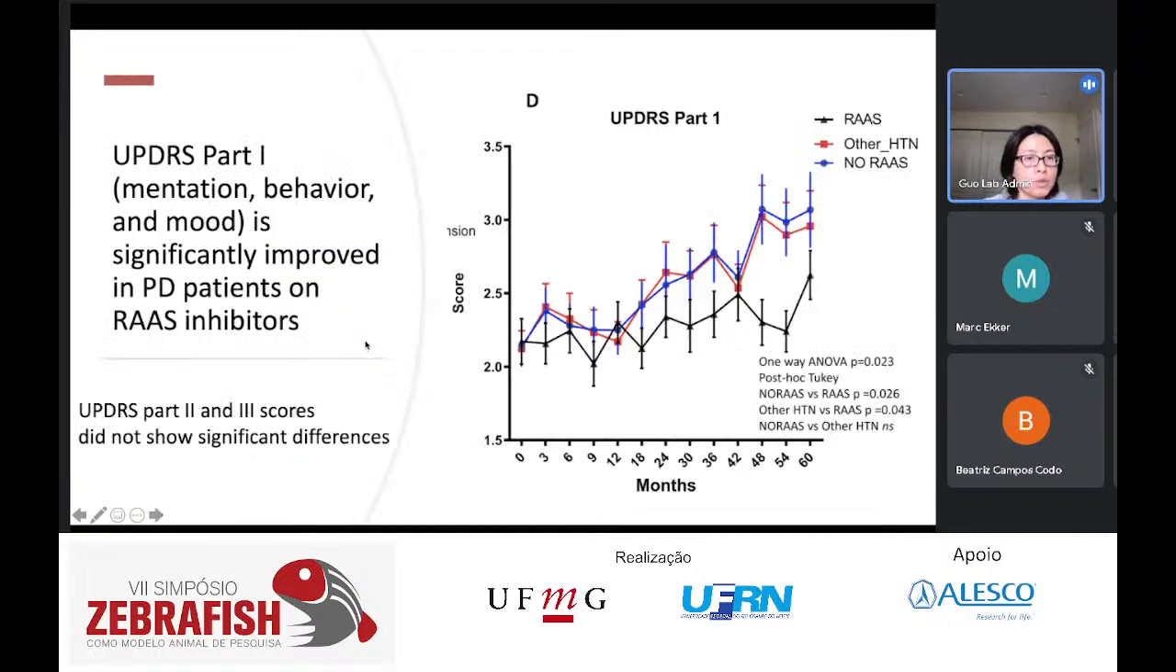So we also looked at UPDRS scores. These are just standard scores that neurologists use to quantify disease progression. We observed that the UPDRS Part 1 score, which measures mentation, behavior, as well as mood, is significantly improved in PD patients on RAS inhibitors. However, for the Part 2 and Part 3 scores, we did not detect a significant difference.